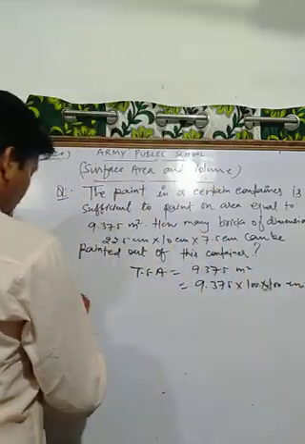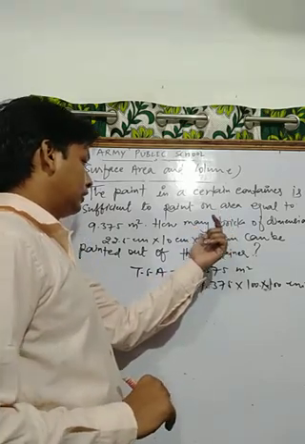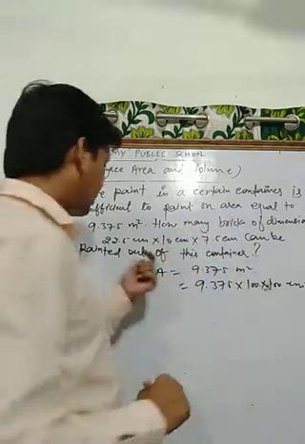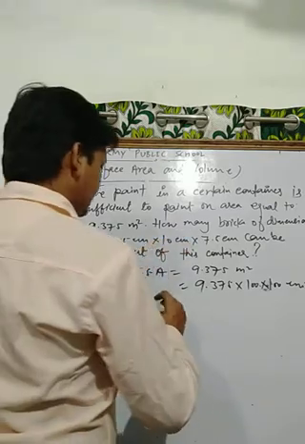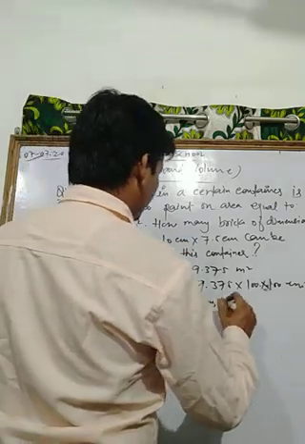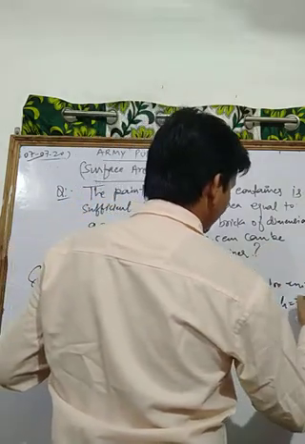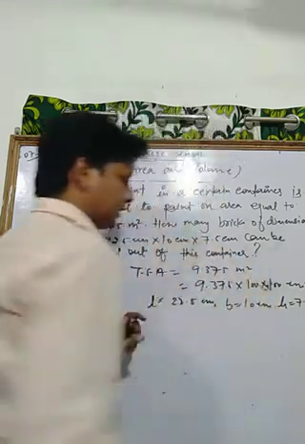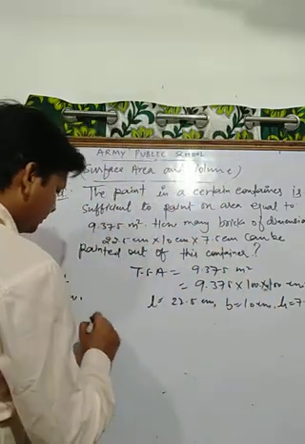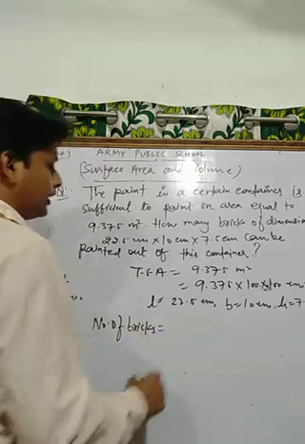Now the dimensions of each brick are: length 22.5 centimeter, breadth 10 centimeter, and height 7.5 centimeter. Okay, so the number of bricks is equal to what?